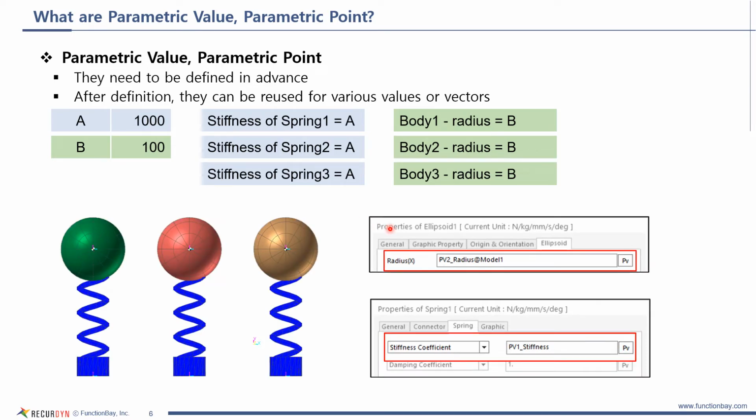In this model, the radii of all three spheres are defined as PV2_radius. The stiffness of the three springs is all defined as PV1_stiffness. At this time, when modifying the parametric values, PV1_stiffness or PV2_radius, it is possible to change the stiffness of the springs or the radii of the spheres using these values at once.